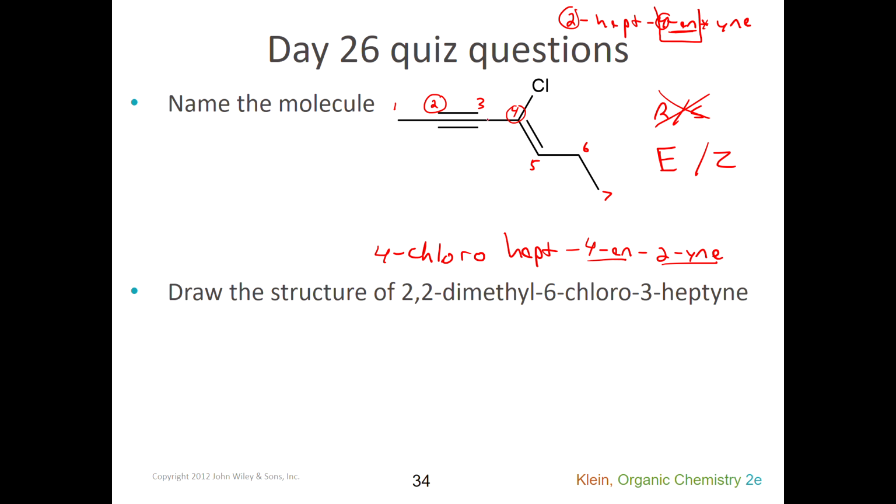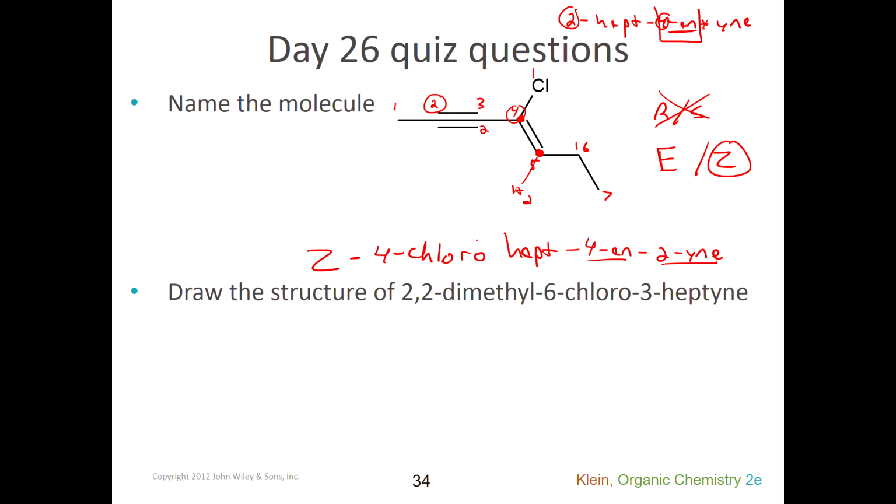But comparing the priorities here, I'm prioritizing the two groups on this part of the alkene based on their atomic numbers. Chlorine has a higher atomic number than carbon. Then I'm prioritizing the two groups on this part of the alkene. Carbon has a higher atomic number than hydrogen. And if the two priority groups are on the same side, then that is Z. So we call it a Z-4-chloro-hept-4-en-2-yne.